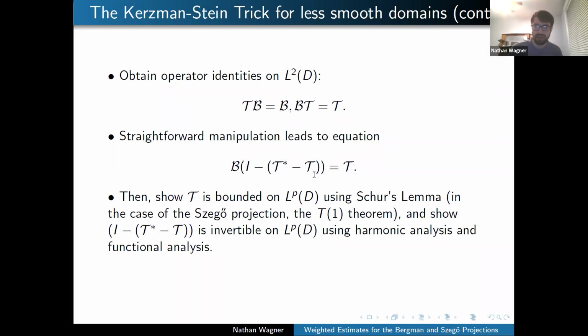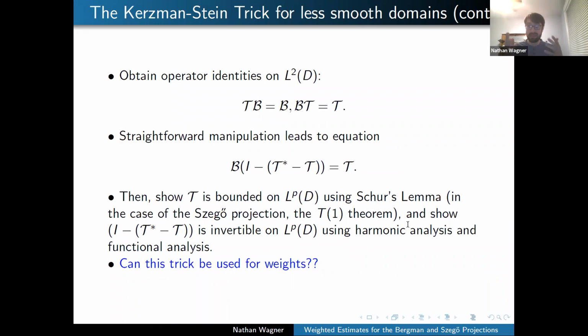And so what would the general strategy here be? You would want to prove that the operator on the right-hand side is bounded on LP. For the case of the Bergman projection, you can use Schur's test for integral operators with positive kernel. In the case of the Szegő projection, they actually have to use the T(1) theorem. It's a little bit more delicate. But then you would want to show that this defect operator, the identity minus T star minus T, is invertible on LP using some harmonic analysis and functional analysis.